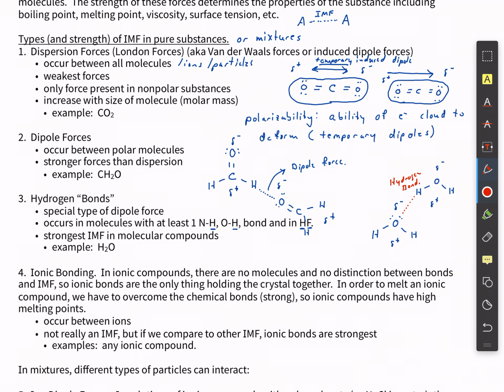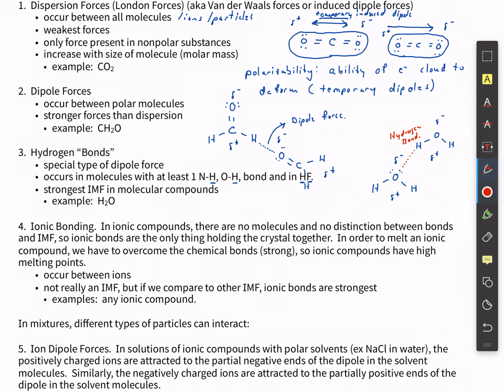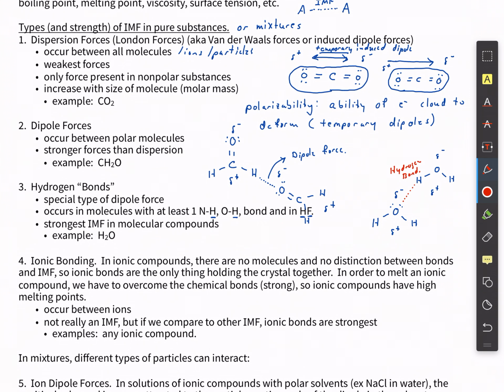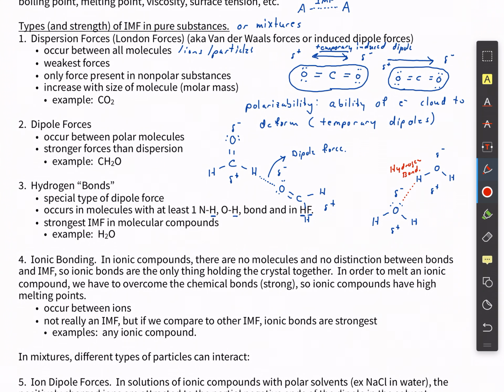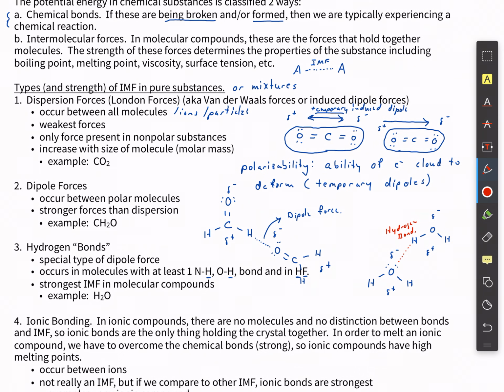The fourth type of intermolecular force is called ionic bonding. And again, you see that word bond again, and you might think, wait, I thought we were studying intermolecular forces. But remember, if you go back to the very beginning here, it says in molecular compounds, we will have this second type. So if you go all the way back up here to intermolecular forces, notice in molecular compounds, these are the forces that hold molecules together.